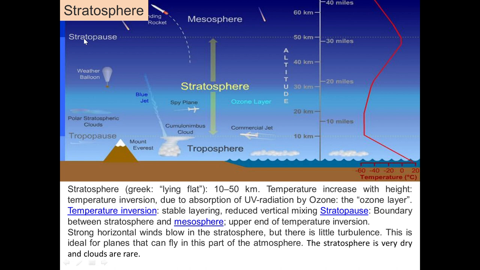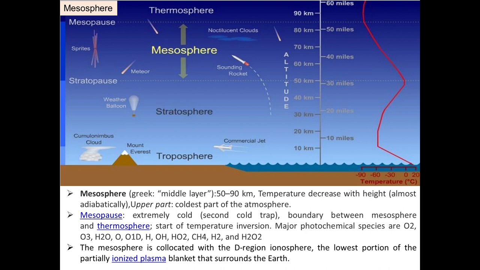Okay, then we come to the next atmospheric layer. It is called the mesosphere. So what is the mesosphere? We'll discuss it. This is called the middle layer, and it varies from 50 to 90 kilometers above the Earth's surface.